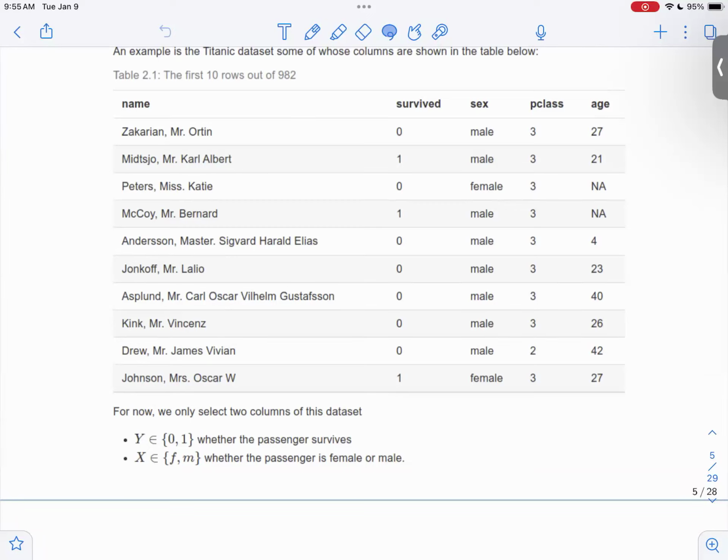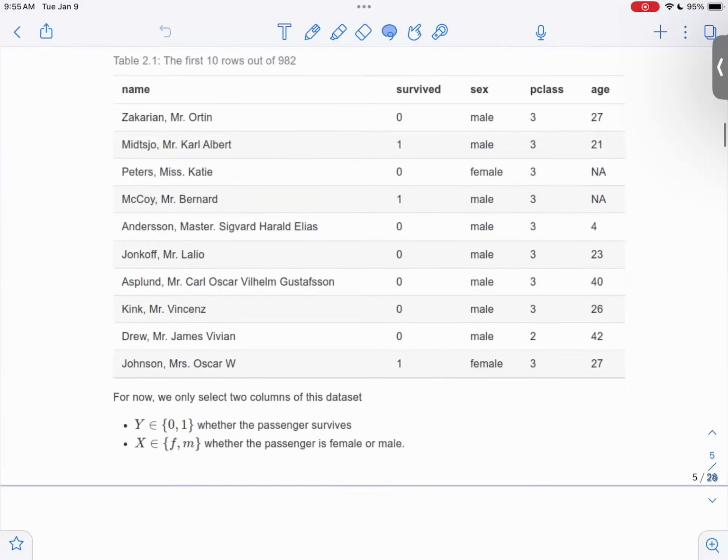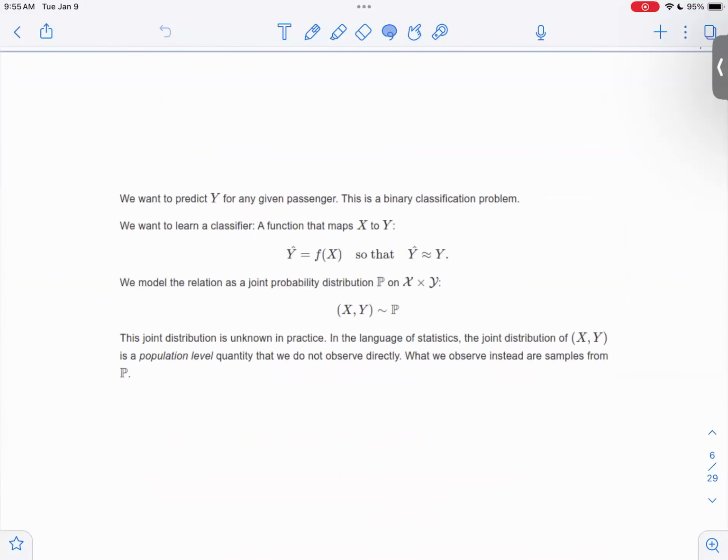So far, so good. If you want to be very general, you're not going to assume anything about P, and then try to learn from data. In the language of statistics, this distribution is the population-level quantity, usually not directly observed. We observe samples, as I mentioned. But at first, I'm going to assume that we know P. I'm going to give you the exact P. Let's see what the optimal thing to do is.